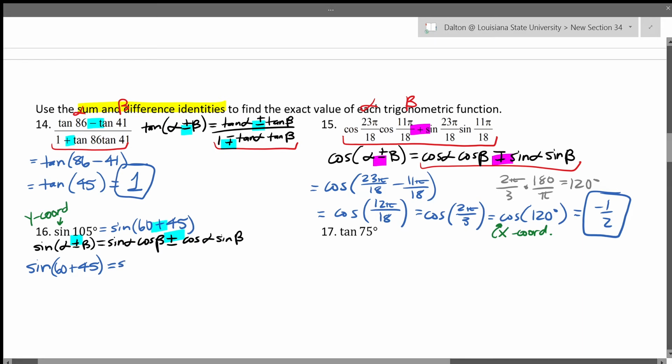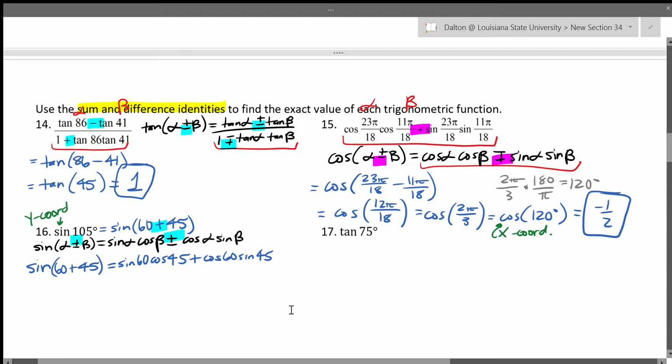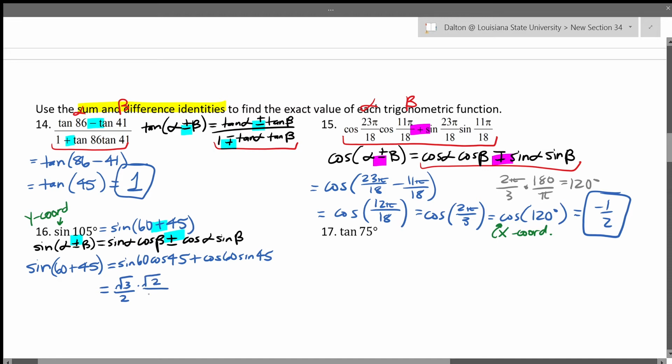Then that's going to be the sine of 60 times the cosine of 45 plus the cosine of 60 times the sine of 45. And then if you use your unit circle, you can gather these coordinates directly from there. Sine, we know, is the y value at 60, which is the square root of 3 over 2, times cosine of 45 is the x value at 45, which is square root of 2 over 2, plus cosine of 60 is 1/2, times sine of 45 is square root of 2 over 2.